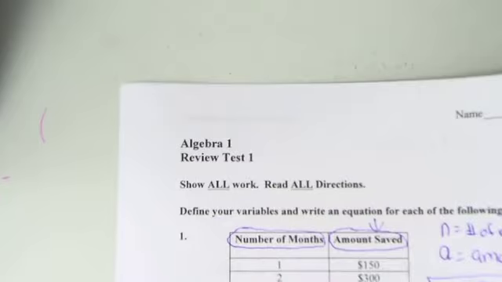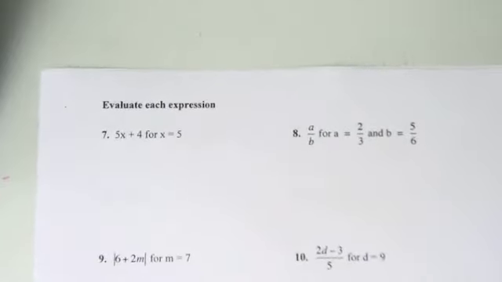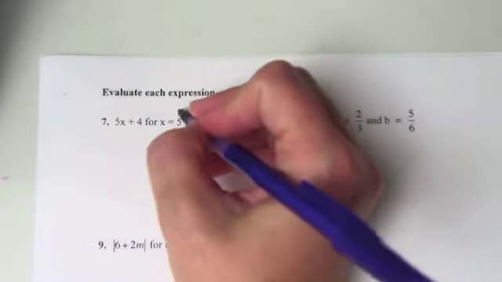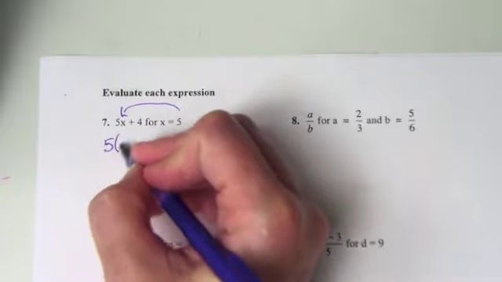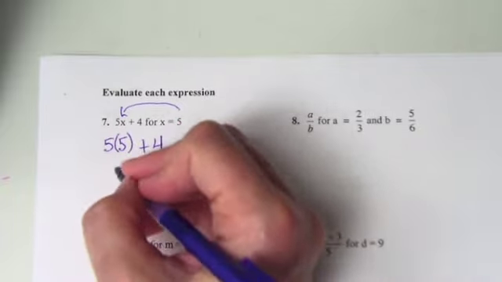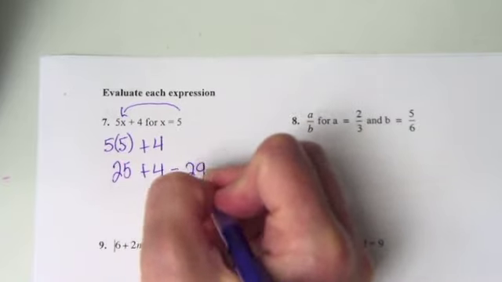Okay, let's go ahead and look at page 2. Okay, on number 7, it says to evaluate for each expression on 7 through 10. So on 7, we're going to plug 5 in for x. All right, so we get 5, and then we're going to put parentheses around the 5 because that's what we're plugging in, plus 4. So we get 25 plus 4, which gives you 29.